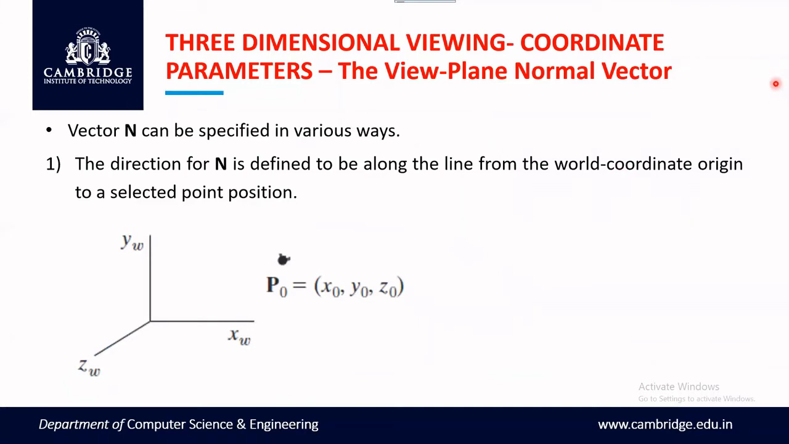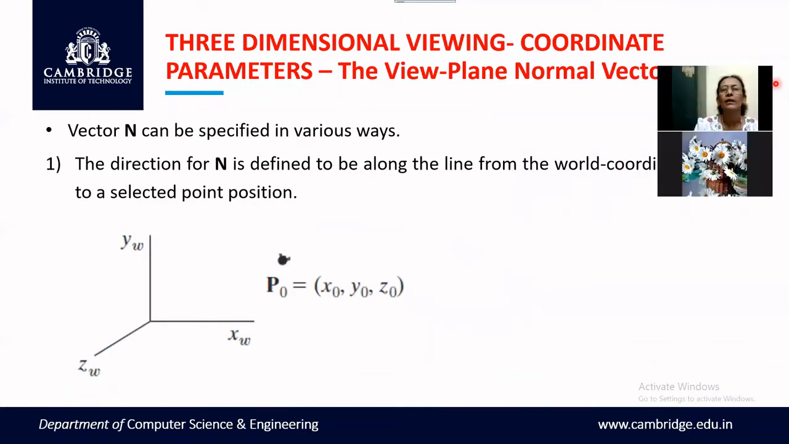Next, how do we define the normal vector? We said in 3D, to define the surfaces, we define the normal vector. This normal vector can be defined in 3 different ways. The first way is by defining the direction from the coordinate origin to this reference point P0. So that is this line, and that is defined as the normal vector.